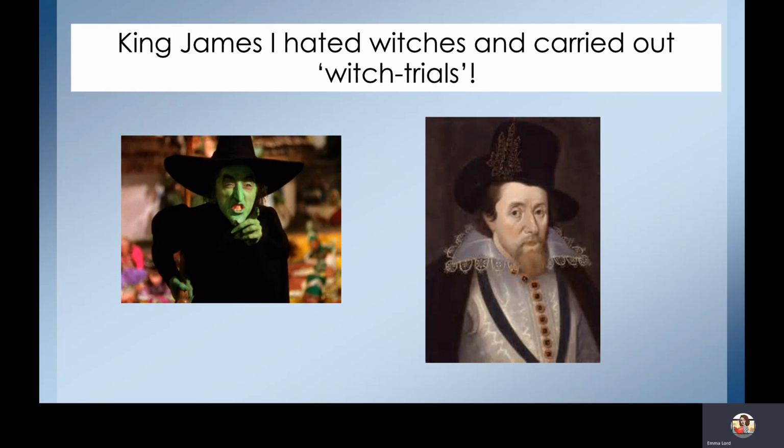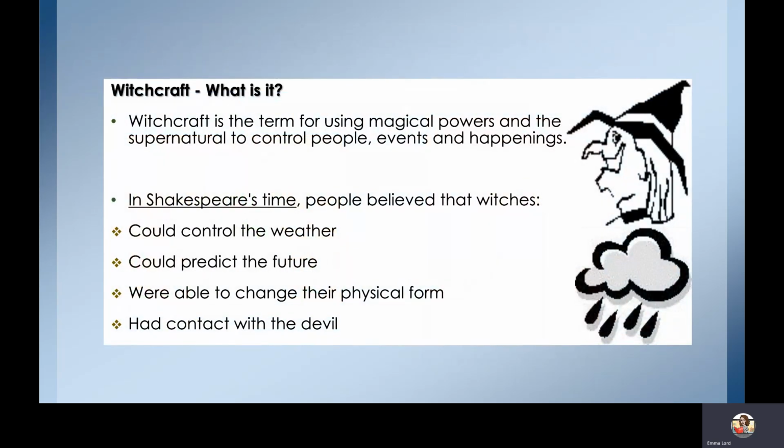The next thing that you need to understand about King James is that he hated witches, and he was one of the kings that actually carried out witch trials. Witchcraft is the term for someone that uses magical powers or the supernatural to control people, events, and happenings. And in Shakespeare's time, they genuinely believed that witches could control the weather, predict the future, and of course this one's very crucial because we see this in the play, were able to change their physical form, so for example turn themselves into a cat or a toad, and importantly had contact with the devil. And there are lots of quotes in this play that link to Satan and the devil and devil worship and that kind of thing.